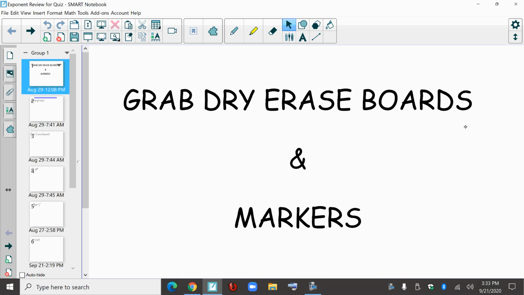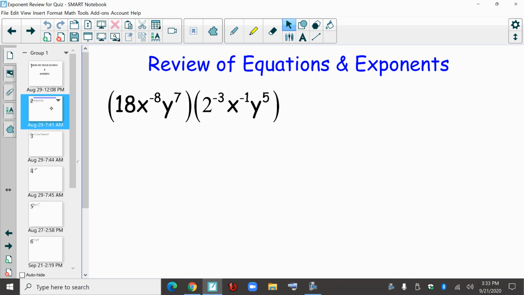Okay, you guys have a quiz in here tomorrow over exponents. So I wanted to make sure that we went over the exponents more carefully. So if you have a dry erase board at home and a marker, go ahead and grab that. If you have paper and pencil, go ahead and grab that, and let's start doing these problems.